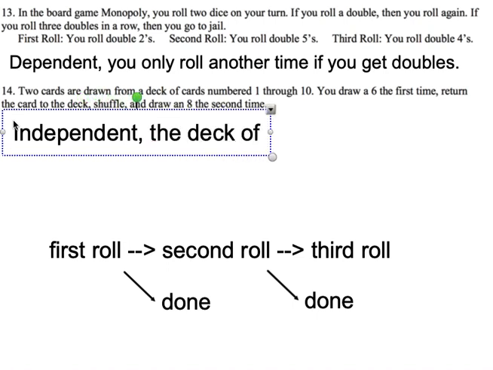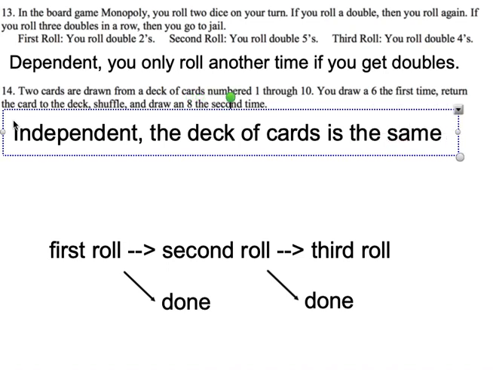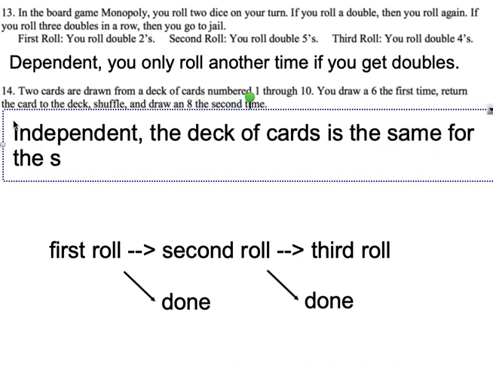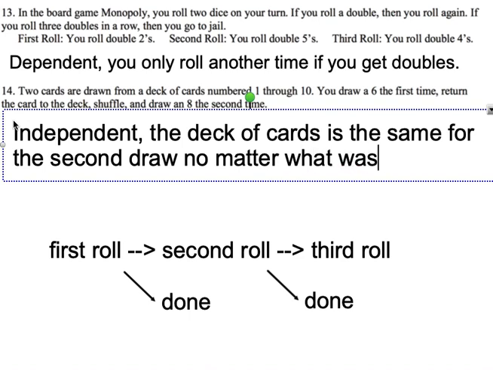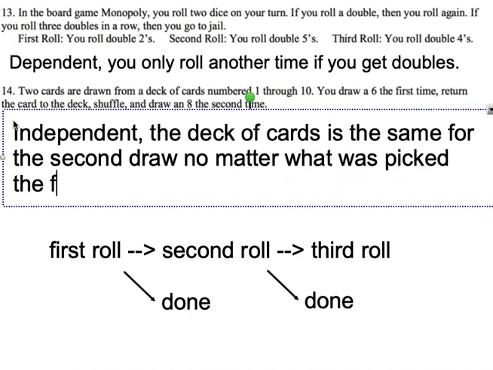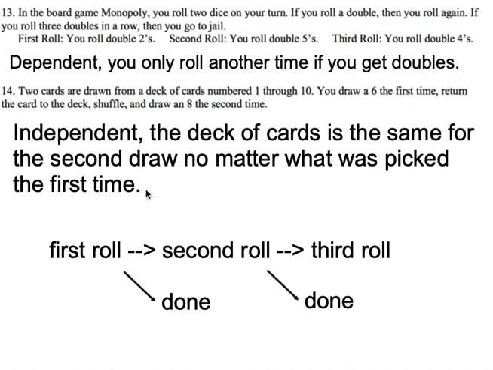The deck of cards is the same for the second draw, no matter what was picked the first time. So that is definitely independent.